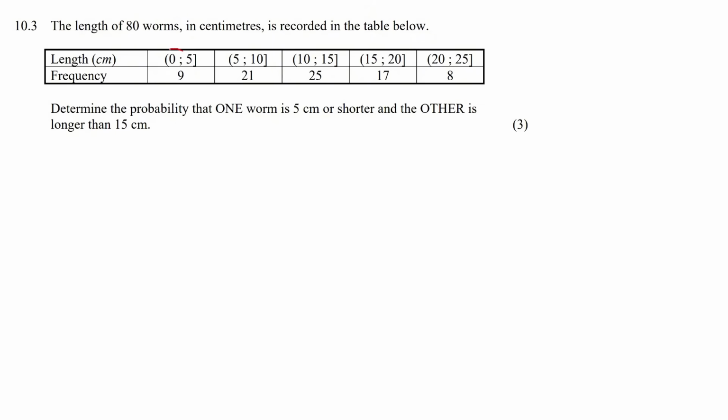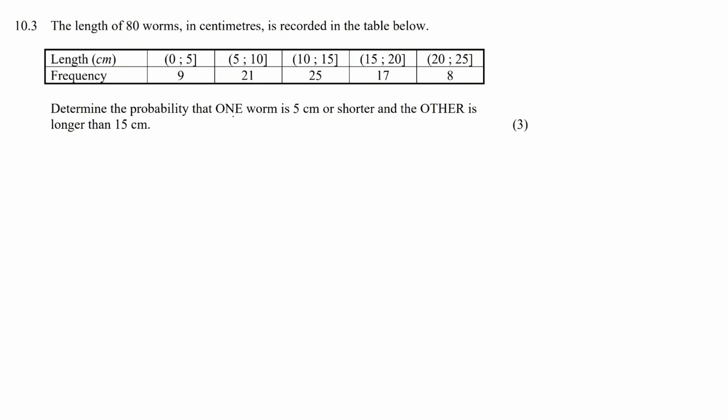In the category from 0 to 5 centimeters, they were able to catch 9 worms that were in that length category. Then they were able to catch 21 worms that were somewhere between 5 and 10 centimeters, and you get the idea, right? So if you add all these numbers together, you would notice that we caught a total of 80 worms. Now, this is actually a very interesting question. You've got to read it carefully. It's not as easy as it seems.